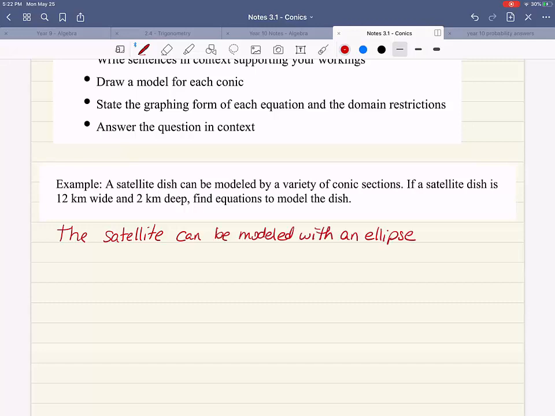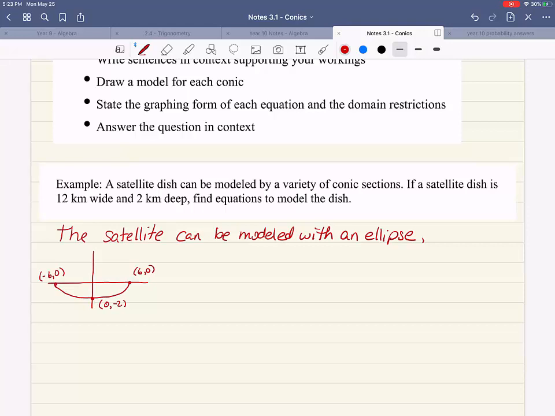Now, before I go any farther, I'm going to sketch out what I'm thinking of here. So I've got this right here. If it's 12 kilometers wide and 2 kilometers deep, the easiest thing to do is to put the center at 0, 0. So I'm going to go 6 and 6 in each direction here to make my 12 kilometers wide. And then I'm going to go 2 kilometers deep. So this point would be 0, -2. And I'm going to sketch this in.